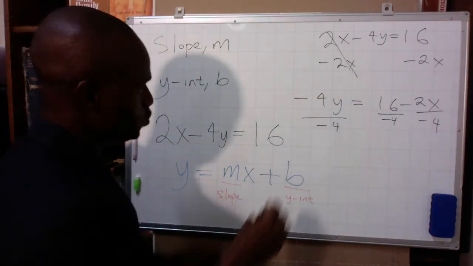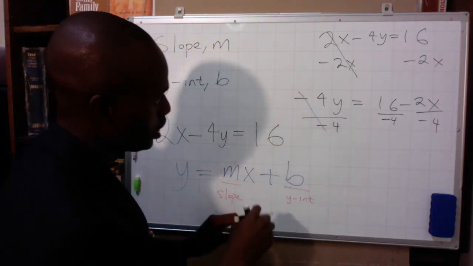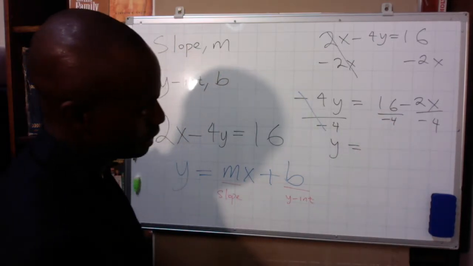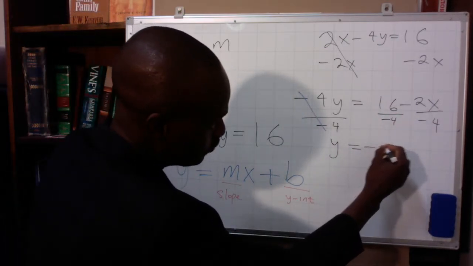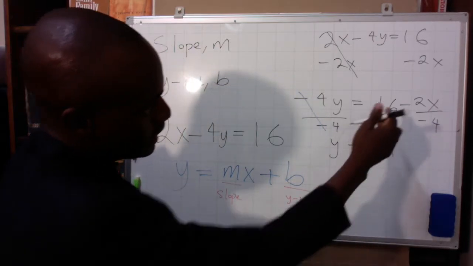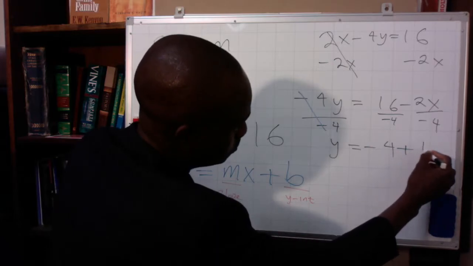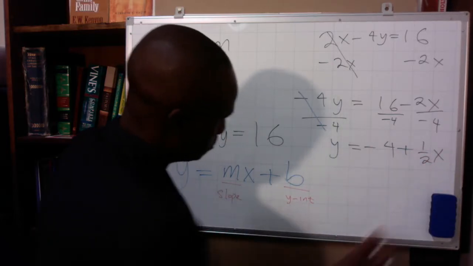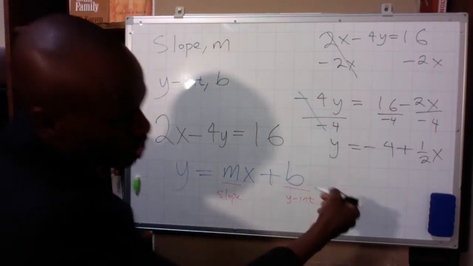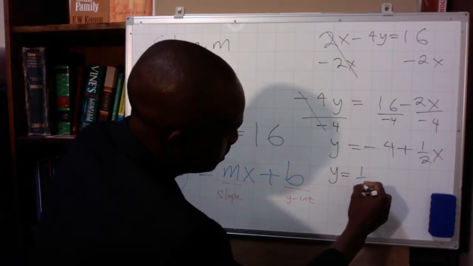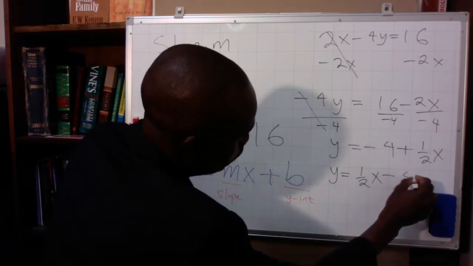So that leaves us with y equal to 16 divided by negative 4, which is negative 4. Negative 2 divided by negative 4 is half. Just for formality, you can say y equal to half x minus 4.